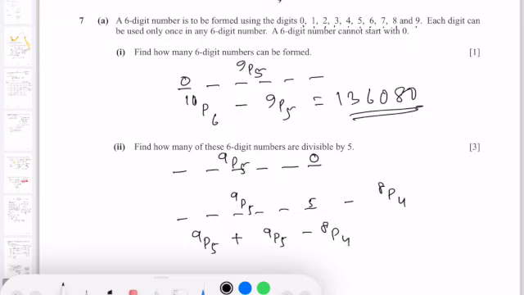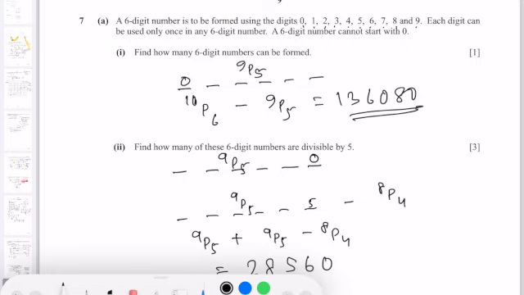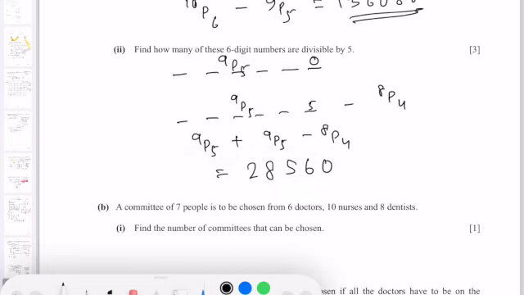Now let us check. Use calculators to find out: 9 shift P5 into 2 minus 8 shift P4. 2 8 2 8 5 6 0. Okay, so this is the answer for this question.